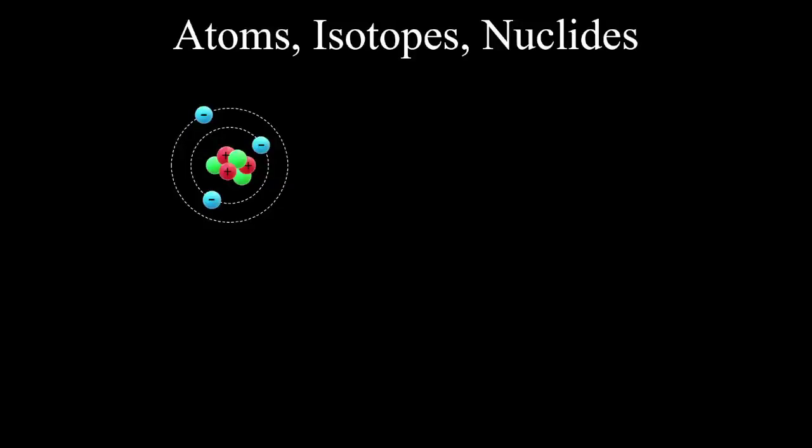Let's begin our study on nuclear physics with a brief revision of atoms. As we mentioned previously, an atom consists of a nucleus in the middle, and this nucleus contains protons, which have a positive charge, and neutrons, which are neutral. And orbiting the nucleus are the electrons, which have a negative charge.